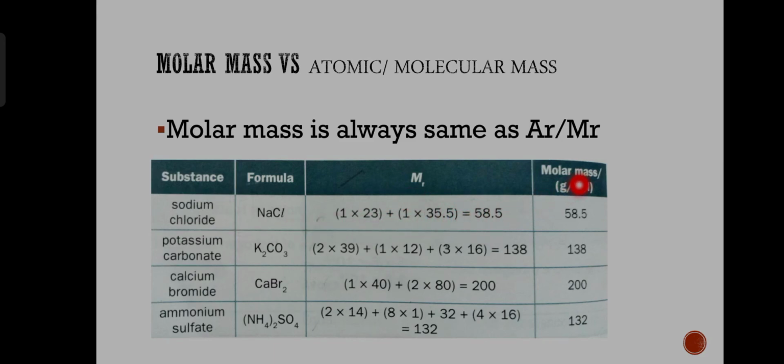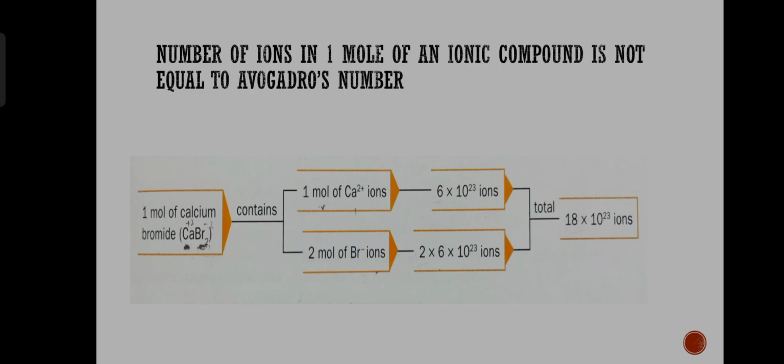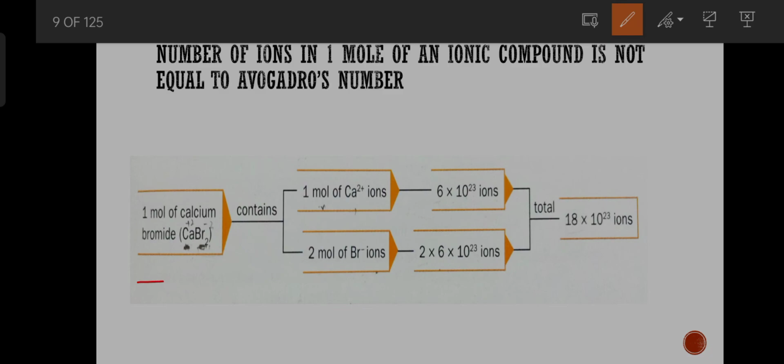So the formula mass for an ionic compound and the molar mass for an ionic compound are the same. For sodium chloride, the formula mass is 58.55 and the molar mass is the same. For potassium carbonate, calcium bromide and ammonium sulfate, the formula mass and the molar mass are the same. But when you have to calculate the number of particles, you have to consider the charge on the ionic compound, the ions you are dealing with, like the positive ion and the negative ion, cations and anions.